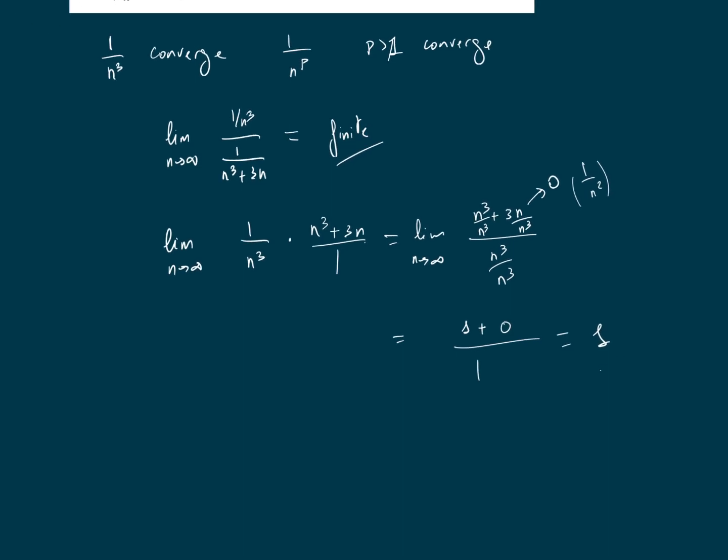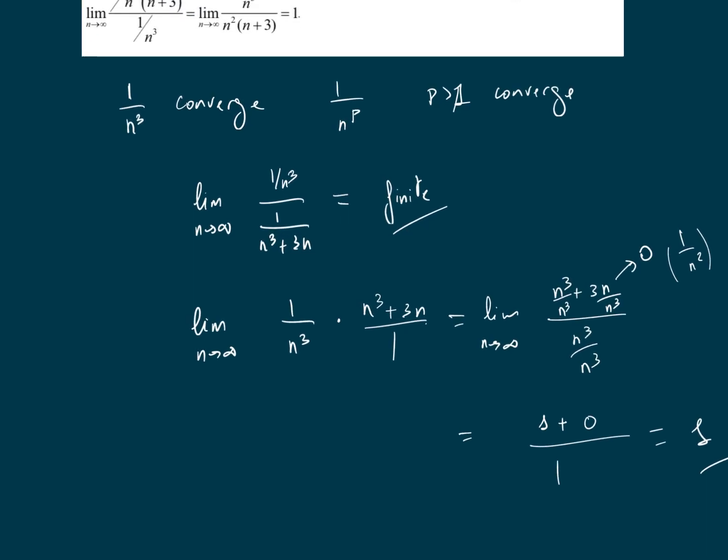So because the limit is finite, the two series go hand in hand. This one is convergent, so the series is convergent. Okay, let's go to the next.